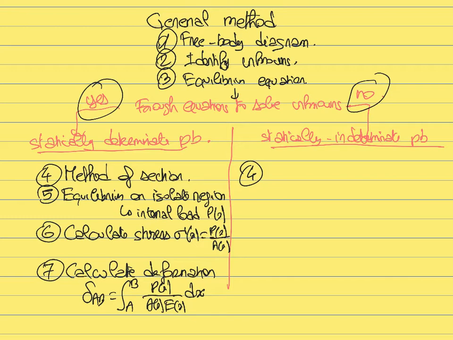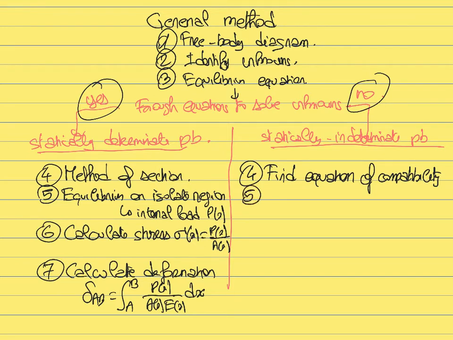statically indeterminate problems is that first you will need to find the equation of compatibility. You will need to look at what geometrical constraints have to be fulfilled in this problem. Is it that the elongation of the beam is equal to 0? Is it that some parts of the beam have to have the same elongation as each other? This is going to be specific to each problem, and we will see different examples of different equations of compatibility.